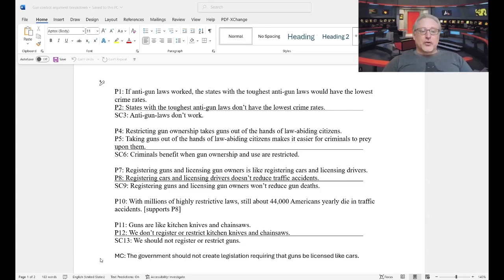But the final subordinate conclusion, we should not register or restrict guns. Therefore, the government should not create legislation requiring that guns be licensed like cars. Okay, so SC13 could be interpreted as saying the same thing as the main conclusion. Shouldn't register or restrict guns, shouldn't create legislation that requires the registration of guns. It sounds like it's kind of the same conclusion in other words.